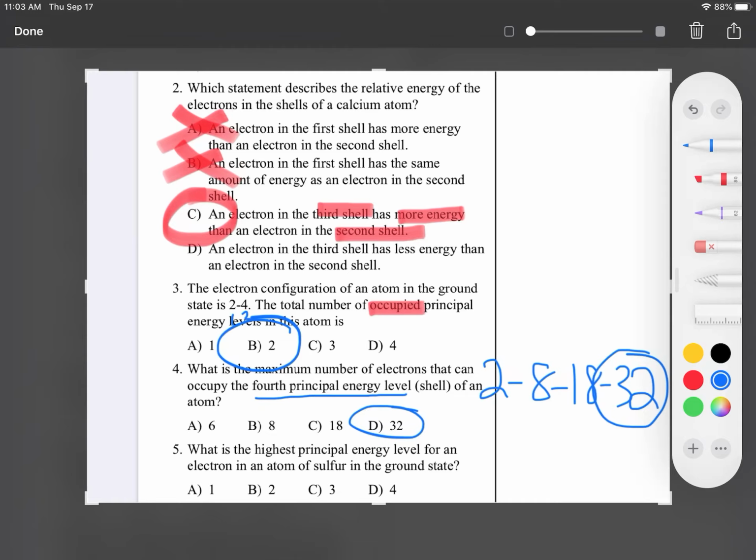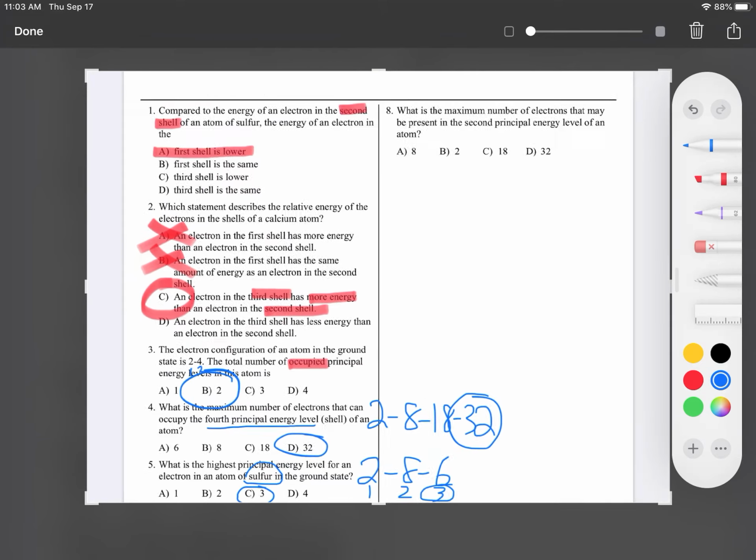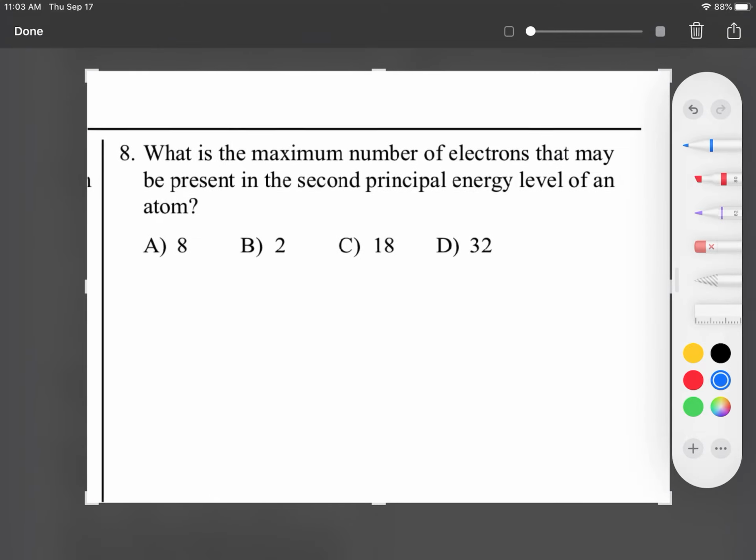Number 5, what is the highest principal energy level for an electron in an atom of sulfur in the ground state? Hit pause and find sulfur in your periodic table and write down the electron configuration. Okay, we're back. 2-8-6, that is the electron configuration of sulfur. So what's the highest level? Well, we have the first level, second. The highest would be the third level there.